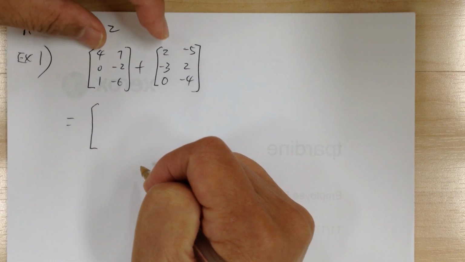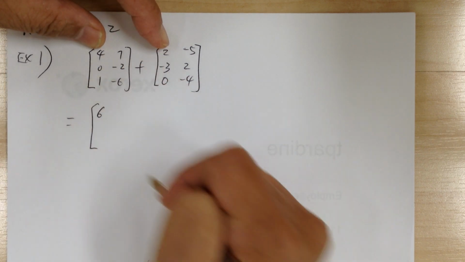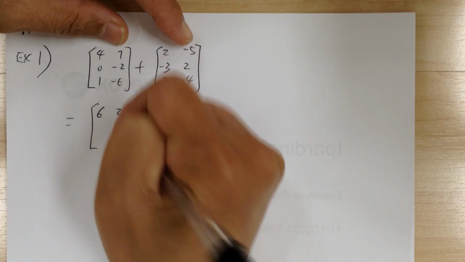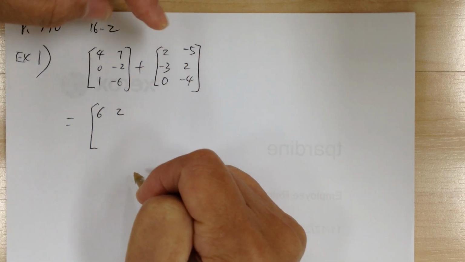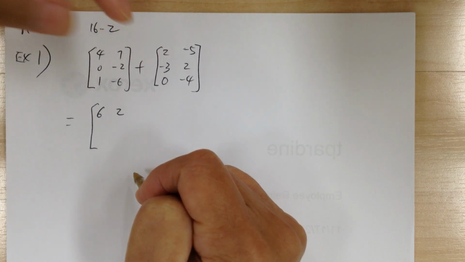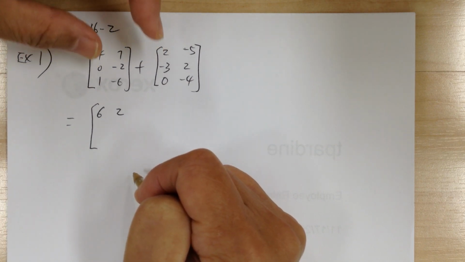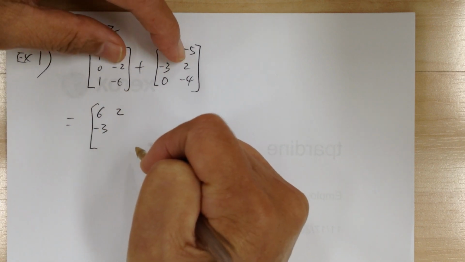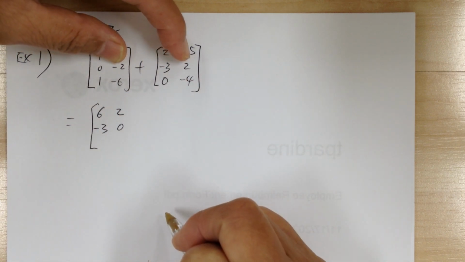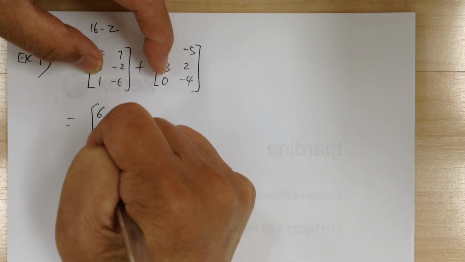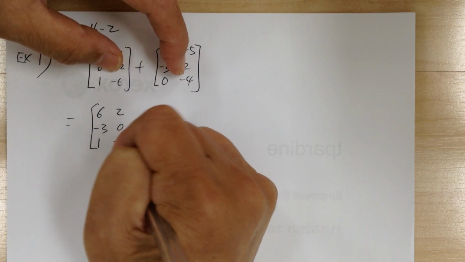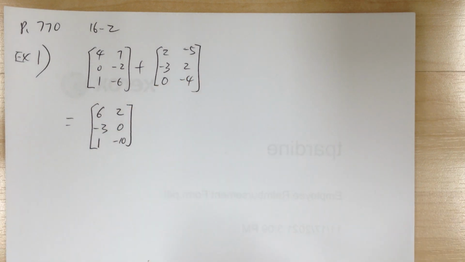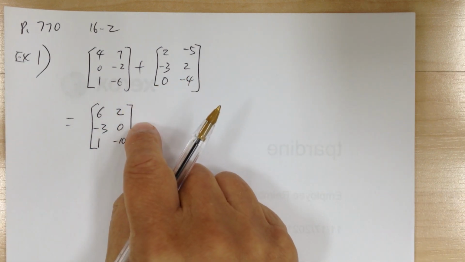So 4 plus 2 will give you 6. Okay? And this one, 7 plus negative 5 will give you 2. So you can only add the matching numbers, okay? The matching positions. So this one and this one, when you add, will give you a negative 3. This one, when you add, will give you 0, right? So you add this, will give you 1. And this one, when you add, will give you negative 10. Okay? And so that's it. So again, adding is very simple.